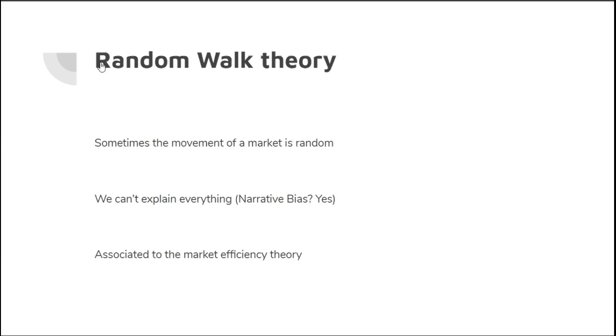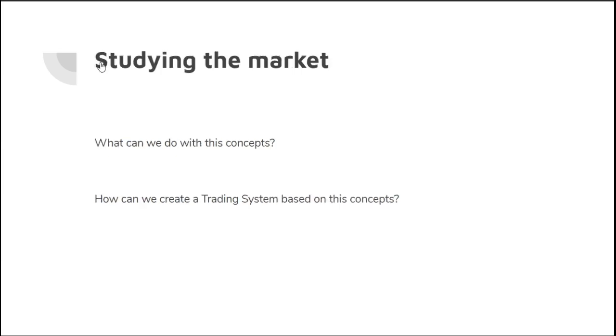So this is associated with the market efficiency theory. I don't agree with this theory of the market efficiency, but I recommend you to study it. You have an article on our webpage, gemboxtrading.com, where I will debate this theory, but we are going to stick with the random walk theory. Sometimes the market can be random, sometimes not, or at least sometimes we can classify in what state is the market. So we are going to study the market with these concepts, and we are going to try to create some interesting and unusual trading systems.